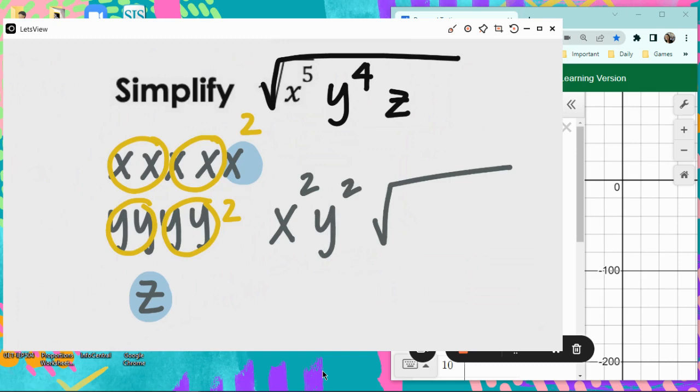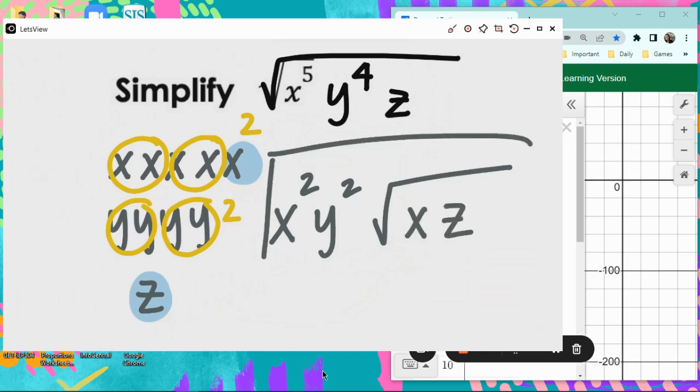Any letter without a group, any letter that is lonely, so this x and this z, need to go back inside. All right? You're making groups of 2, and anything without a group has to go back inside.